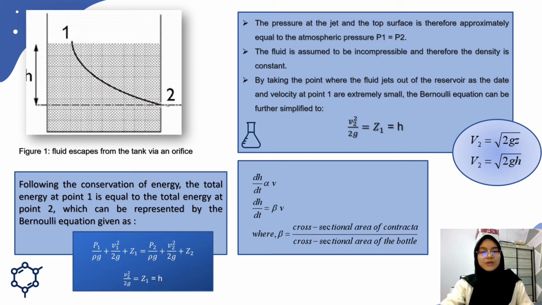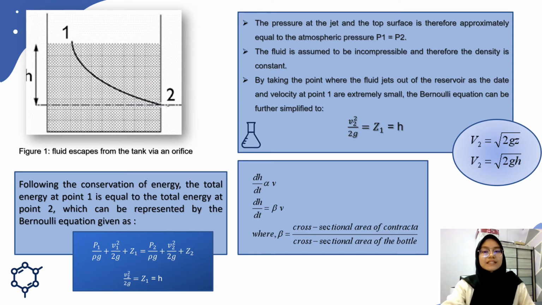Next, we consider a fluid in a tank which is open to the atmosphere, escaping through an orifice at a vertical distance H from the free surface of the fluid, point 2, as shown in figure 1. Following the conservation of energy, the total energy at point 1 is equal to the total energy at point 2, which can be represented by Bernoulli's equation as given below.